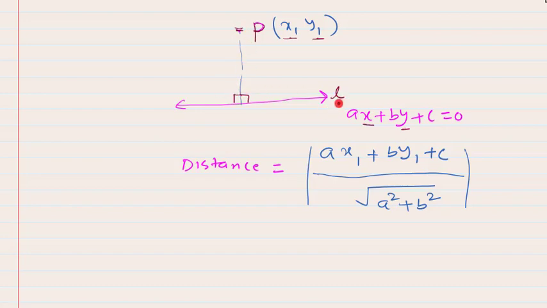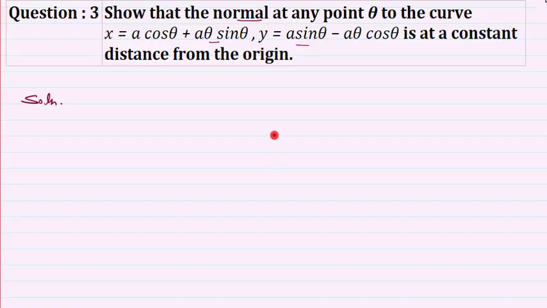So in the given problem, here L is the normal to the curve and P is the point whose coordinates are given to us as 0, 0. So we can easily calculate this distance and we can prove that this distance is constant. So now let us proceed.